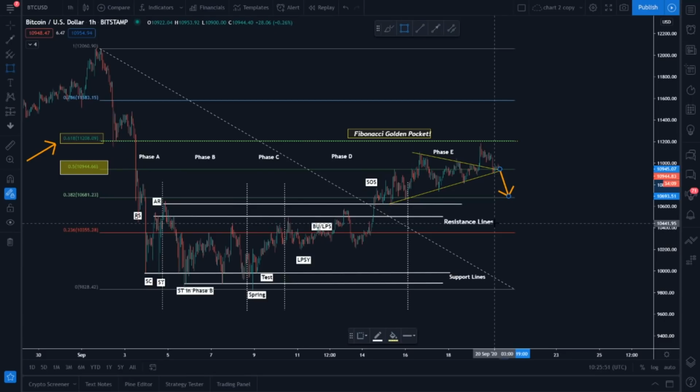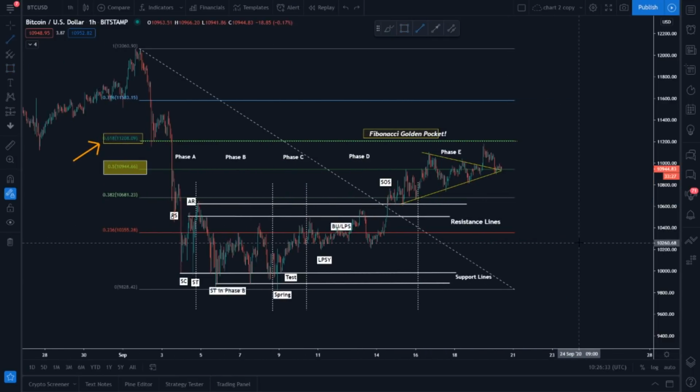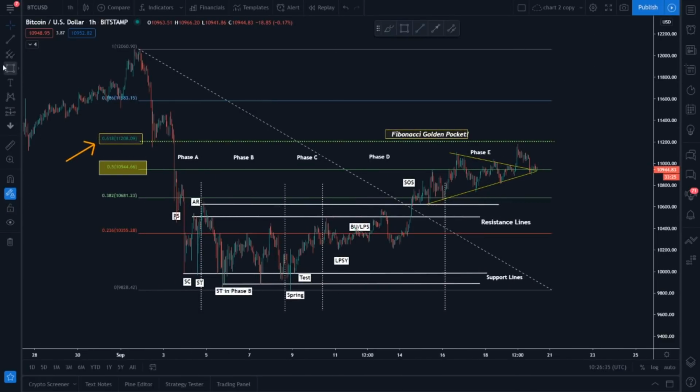So that area, this 10,600, is a very strong support. We know that, right? And now to the upside, this 11,200 is a very strong resistance. So what I'm expecting, looking at this price action for Bitcoin, is this kind of price movement, this sideways movement, because we know to the downside the 10,600 support is there, and to the upside this resistance line of the 0.618 Fibonacci golden pocket. So this is a possible scenario for Bitcoin right now.